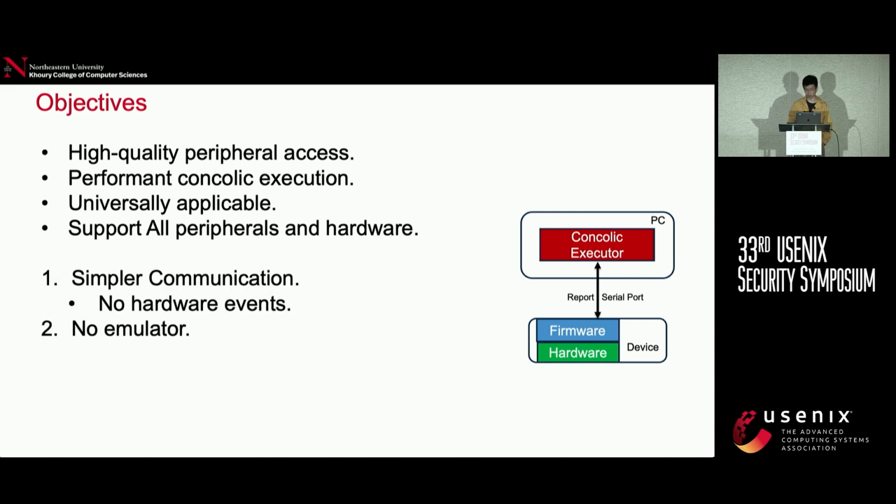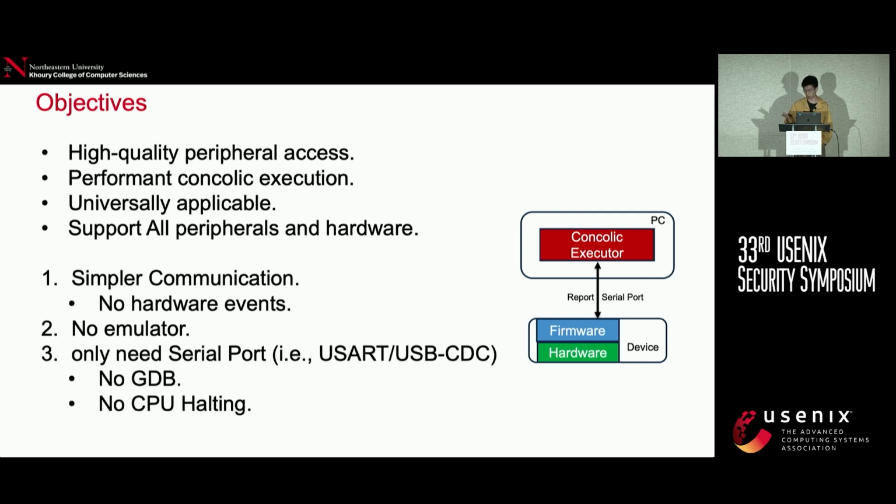So there are a lot of benefits. For example, you don't really need to know all the nitty-gritty of the hardware accesses anymore. You just ask the firmware to tell you whatever you need to know. There's no emulators anymore, and you only need a very basic serial port. Which means that you don't talk GDB. We design a protocol to replace GDB, and there's no CPU halting, which is good. And you support all the hardware peripherals because they all run inside the device.